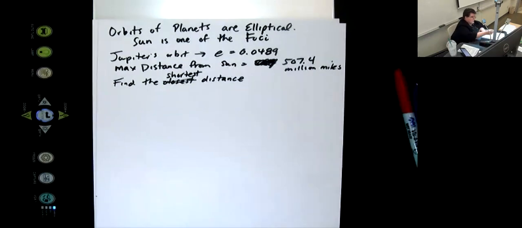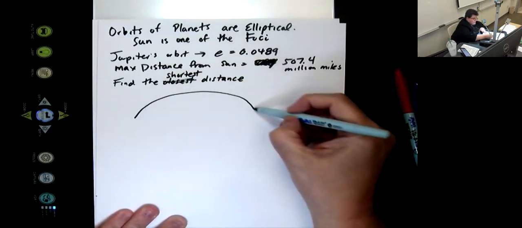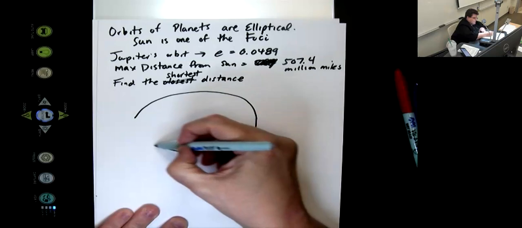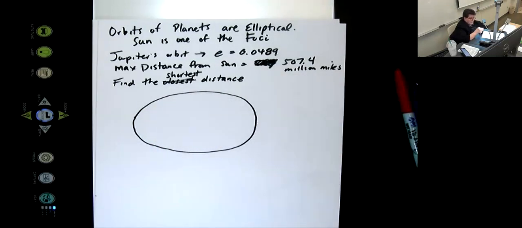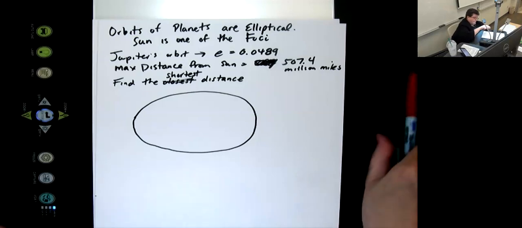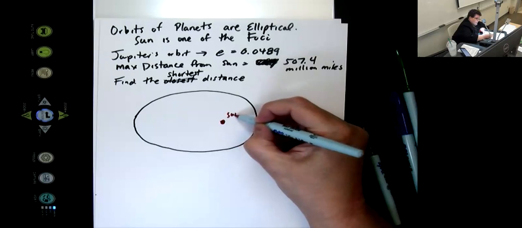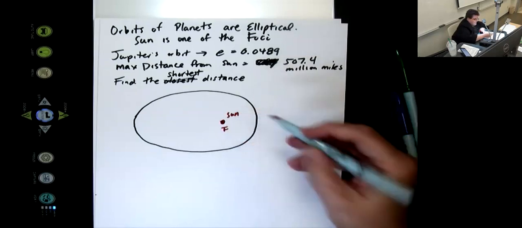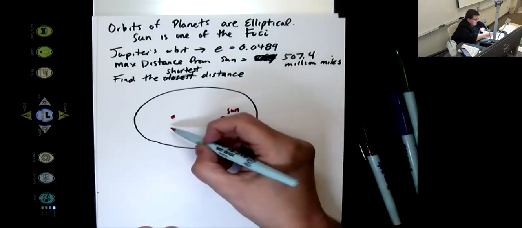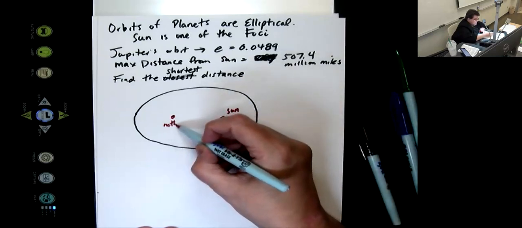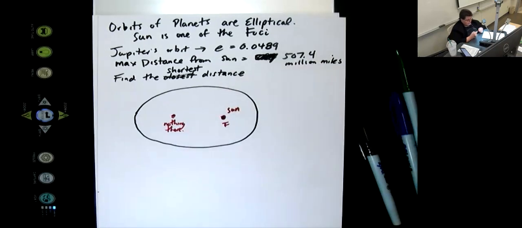So let's just draw an ellipse and picture what's going on here. I'm going to make it look not so round, even though its eccentricity is close to 0. The sun is burning right back in here. We're going to call that one of the foci. There's another foci over here somewhere, and nothing there though. The sun is there.